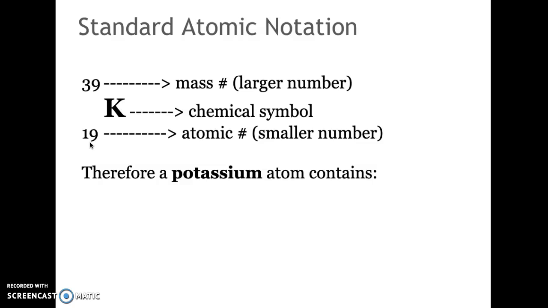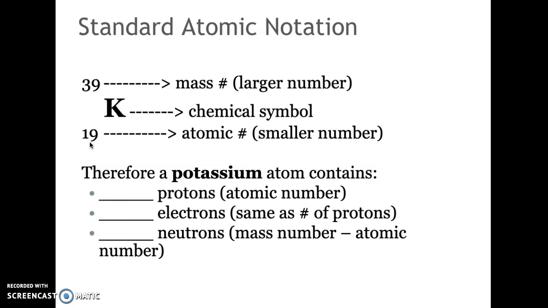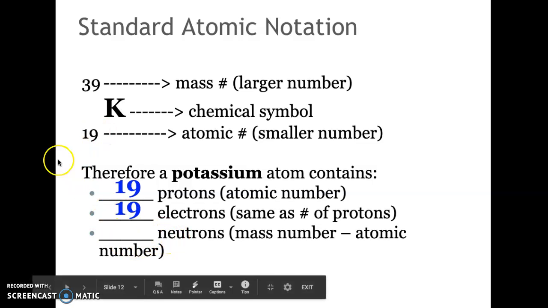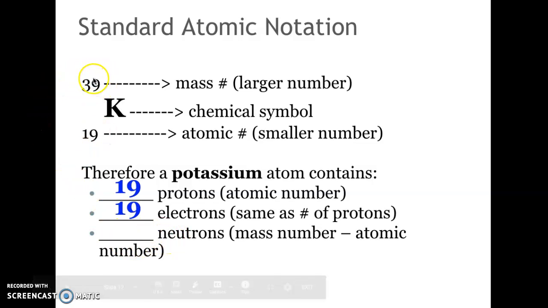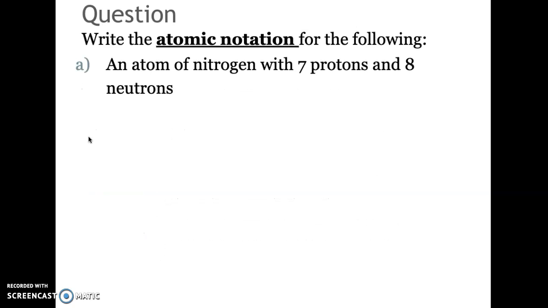So if we look at a potassium atom, well, remember protons, we can find the atomic number, so that's 19, and electrons we can also find from the atomic number. And then neutrons, you're going to take your mass number, subtract the atomic number, so 39 minus 19 is 20. So that's how you write the atomic number.